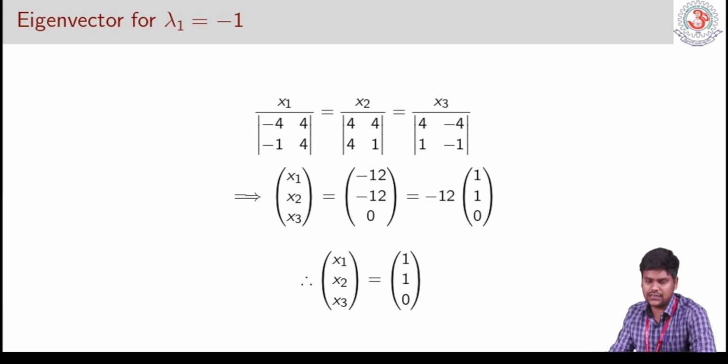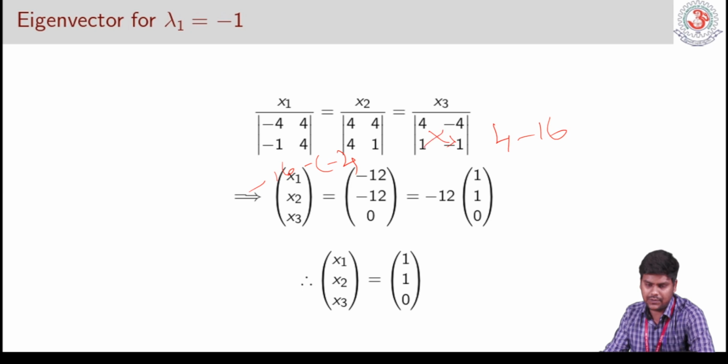The determinant is nothing but the product of the main diagonal minus the product of the opposite diagonal. So 4 into minus 4 is minus 16, minus of minus 1 into minus 4, minus 4. So minus 16 minus 4 will be, minus 16 plus 4 is nothing but minus 12. So here, 4 minus 16, the x2 value will be 4 minus 16 is minus 12.